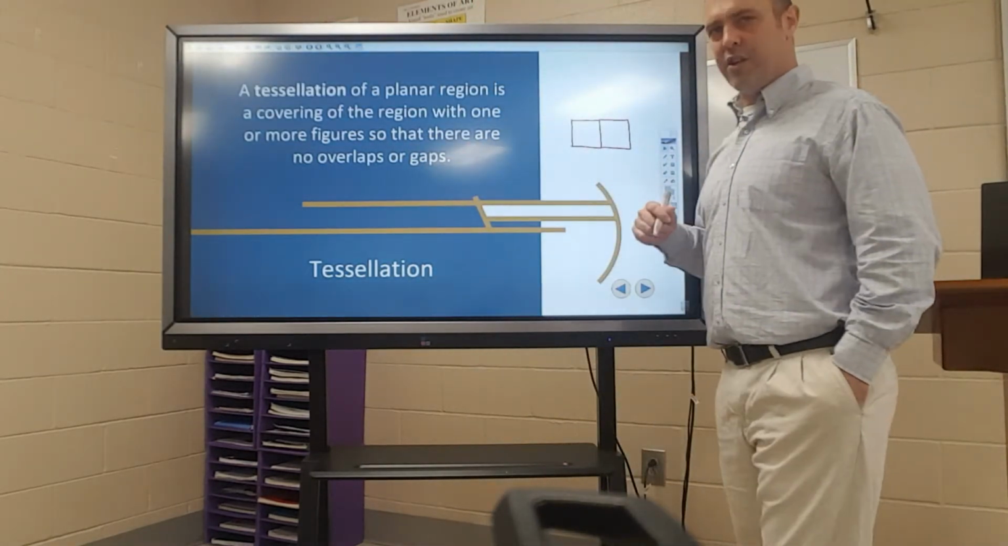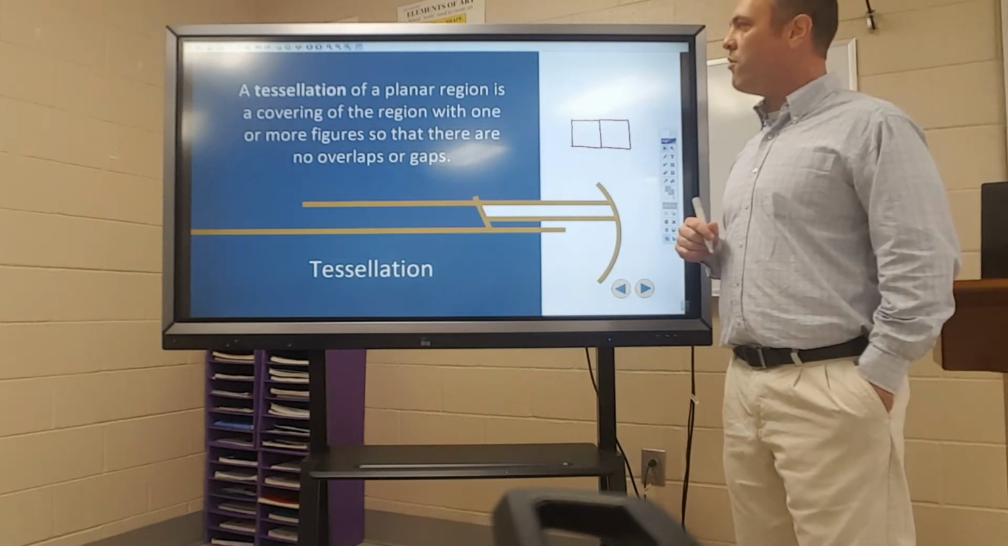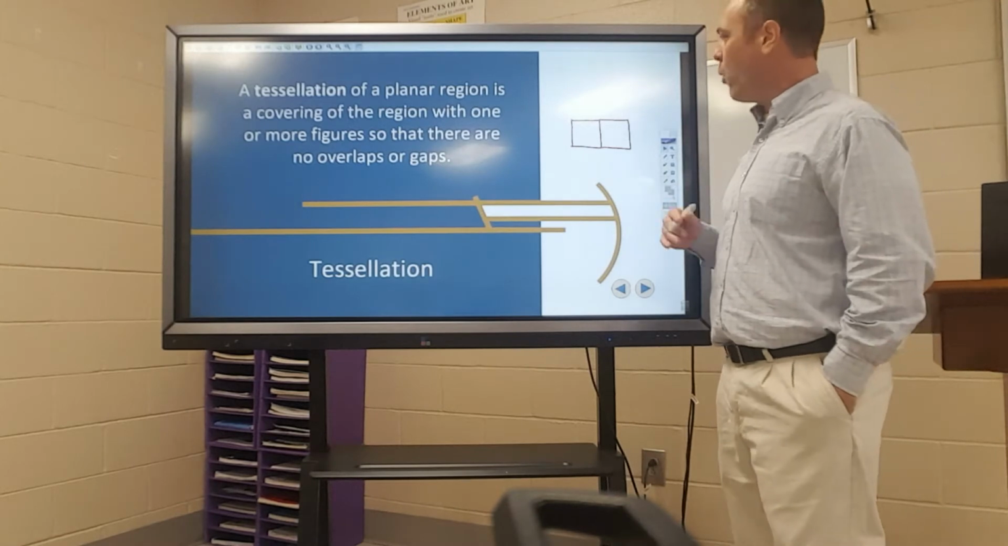A tessellation, here's the definition, of a planar region is a coverage of the region with one or more figures so that there are no overlaps or gaps.